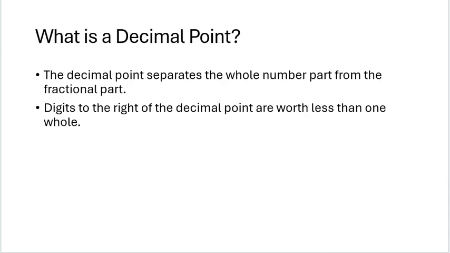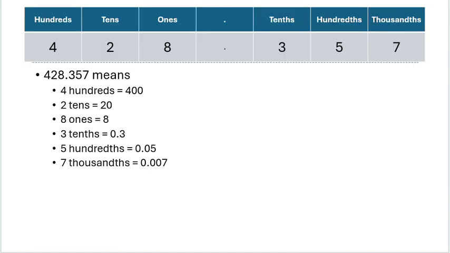So first of all, what's a decimal point? Decimal point separates the whole number part from the fractional part. Digits to the right of the decimal point are less than one whole. So you have a number here, 428.357. If I were to arrange it in a table, this is how it would look like.